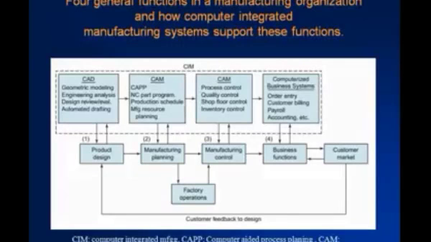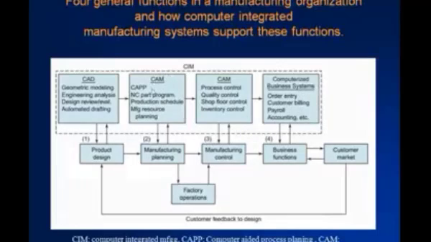So, the four general functions in a manufacturing organization and how computer integrated manufacturing systems support these functions. If you can see these four blocks at the top, that is called CIM, computer integrated manufacturing. The four blocks are the CAD system, the CAD design, that includes geometric modeling, engineering analysis, and drafting, etc. The second part is CAM. The third part is also CAM, that is computer aided manufacturing, and the fourth part is about the business systems.